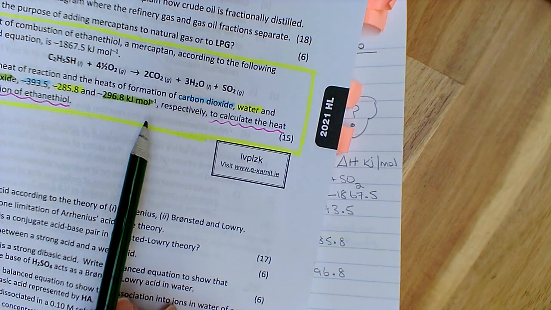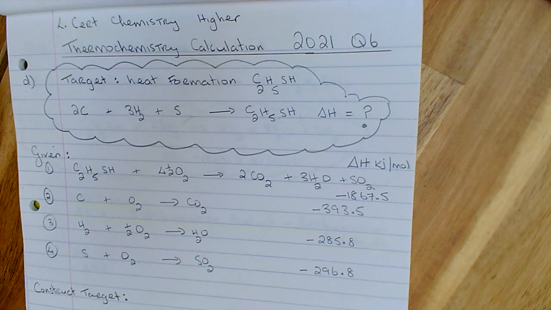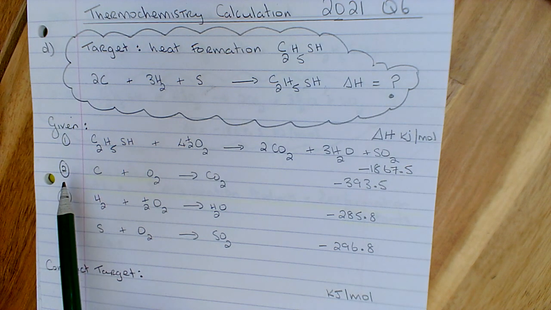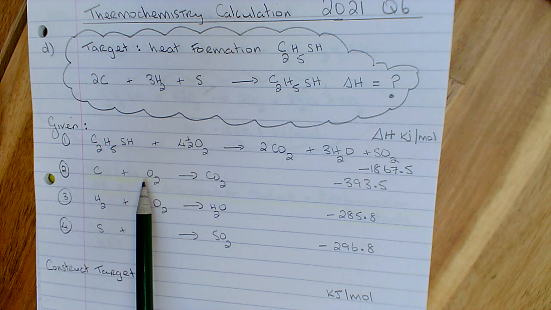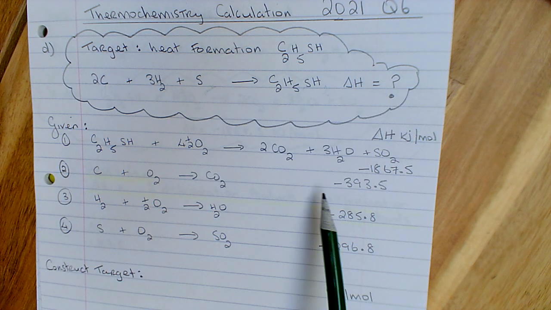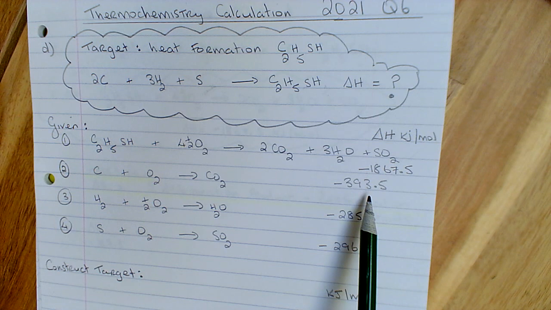We're also given the heats of formation of CO2, water and sulfur dioxide. So I'm going to write out those equations in full. The heat of formation of CO2 is where I make 1 mole of CO2 from its elements in their standard states. So carbon and oxygen, O2, give me CO2. And my delta H there is minus 393.5, given to me in the question.